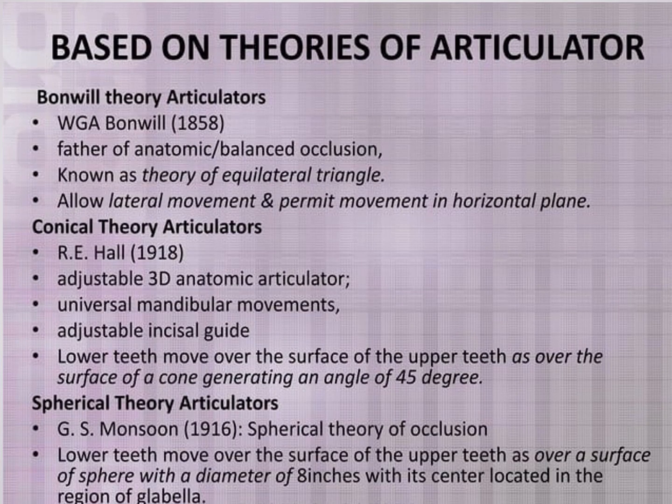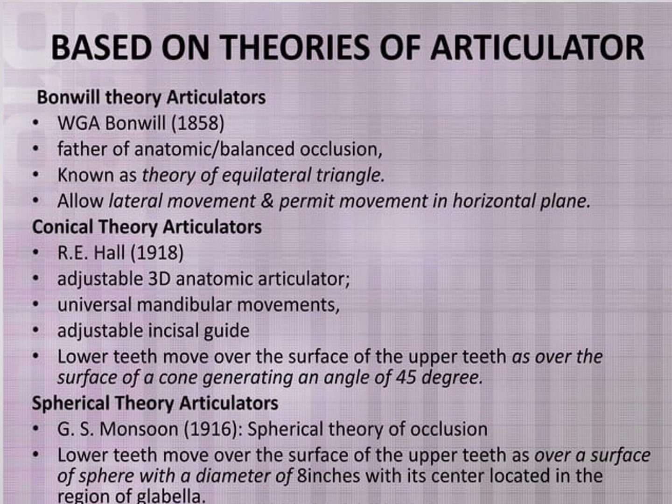Then moving on to how articulators are classified based on theories. First, they are classified under Bonwill theory articulator. This was given by Bonwill in the year 1858. He was the father of anatomic and balanced occlusion. He was the one who gave the theory of equilateral triangle. This type of articulator will allow lateral movement and permit movement in the horizontal plane.